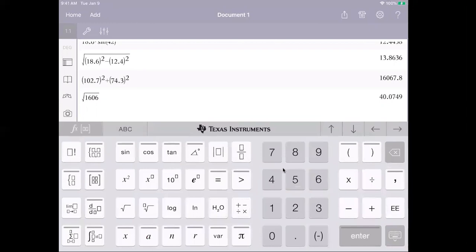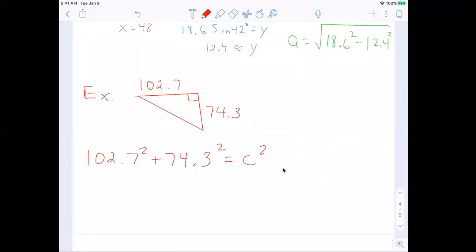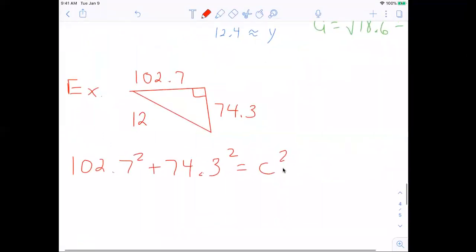I didn't put the full number in because it can't be 40.1, right? We want to do the square root of, I'll type it in, 16,067.8. Thank you very much for catching that. And we get 126.8. And hopefully I would have caught my last mistake because I know the hypotenuse, of course, has to be the largest side.